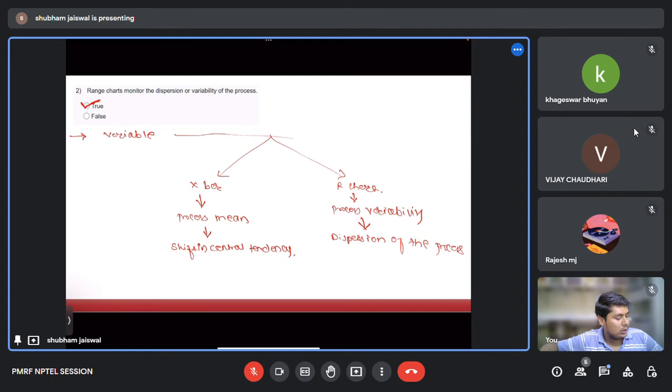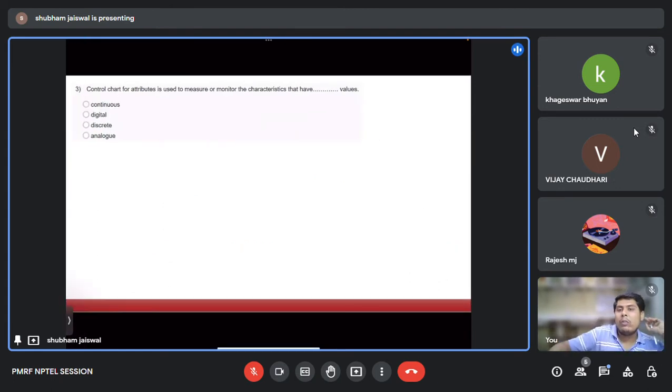Now the third question is: a control chart for attributes is used to measure or monitor the characteristics that have continuous, digital, discrete, or analog values. Which one?